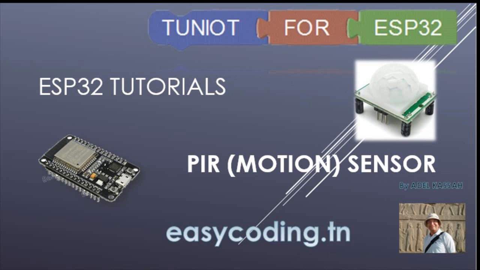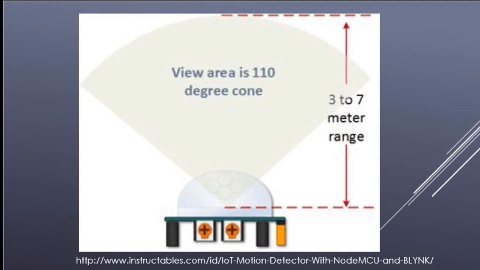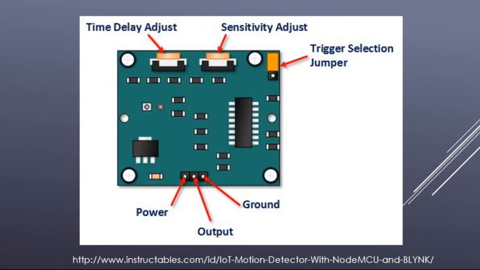Today we will see how to use the PIR sensor or motion sensor with the ESP32. This sensor detects any motion in a range from 3 to 7 meters. The connection is very easy. So power to 3 volt, ground to ground, and the output to any of the digital pins of your board.